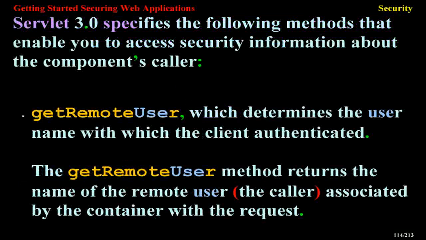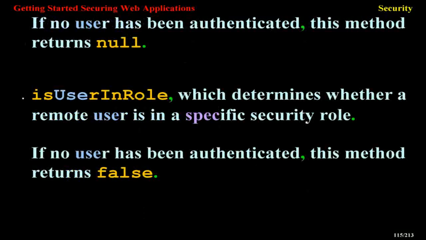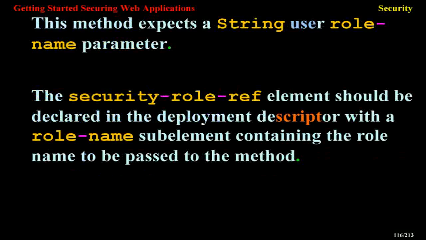getRemoteUser, which determines the username with which the client authenticated. The getRemoteUser method returns the name of the remote user, the caller, associated by the container with the request. If no user has been authenticated, this method returns null. isUserInRole, which determines whether a remote user is in a specific security role. If no user has been authenticated, this method returns false. This method expects a String user role name parameter.